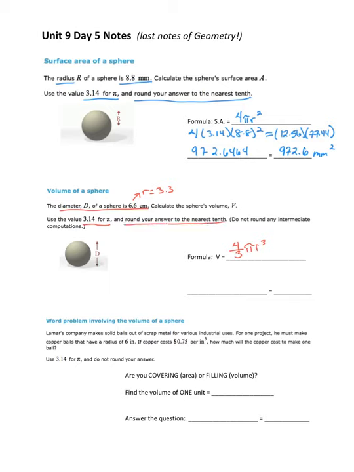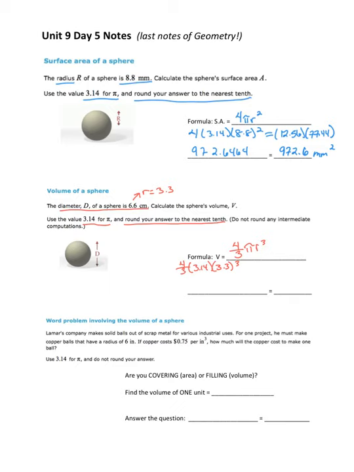And this is always good advice. Don't round in between. That will change your answer. If it goes to 4 decimal points, it goes to 4 decimal points. Don't round until the very end. So now we have 4 over 3 times 3.14 times 3.3 cubed.